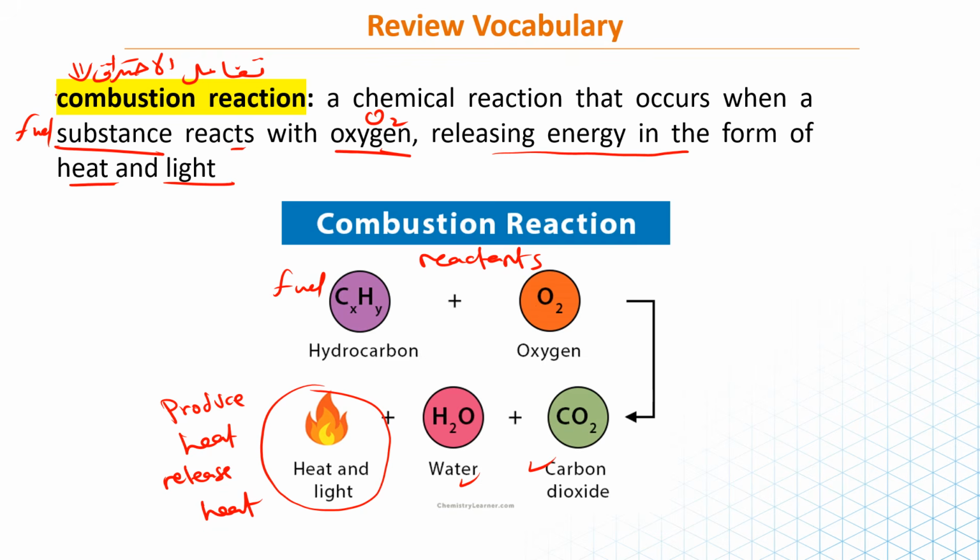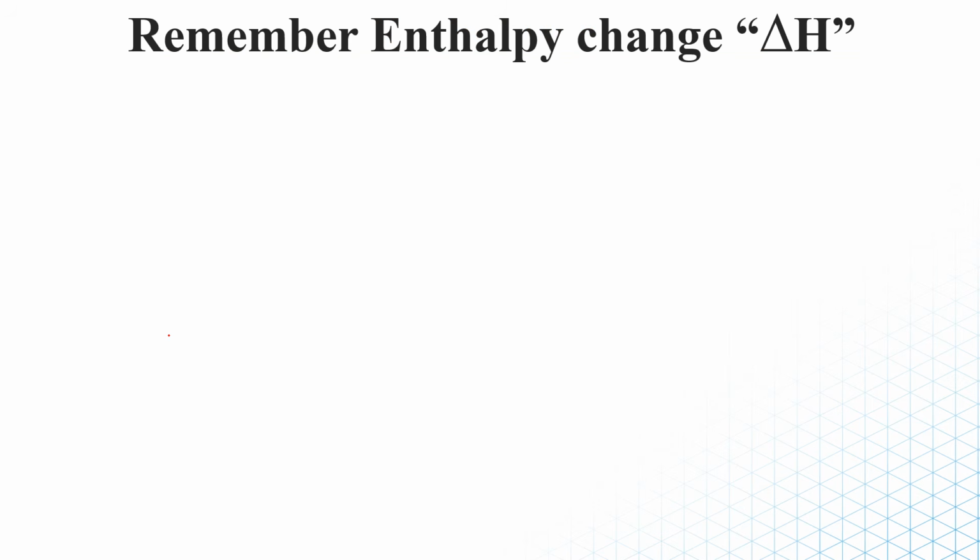So you will produce heat, or release heat. Do you think the combustion reaction is endothermic or exothermic? Of course, it's going to be exothermic. So the delta H for a combustion reaction should be positive or negative? It should be negative because it is exothermic, because it releases heat. All combustion reactions release heat, so they are exothermic. All right, and the delta H is going to be negative. So this is again a revision on delta H.